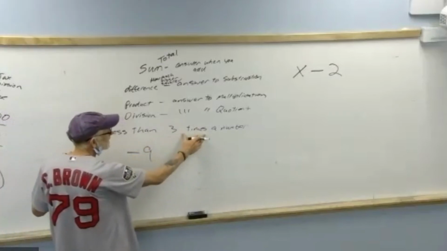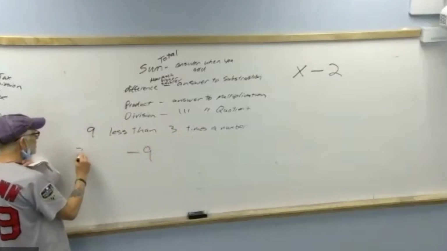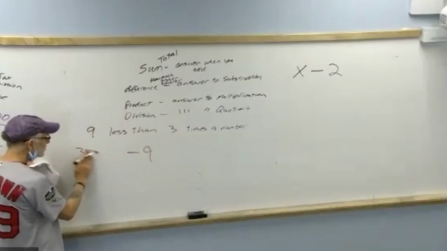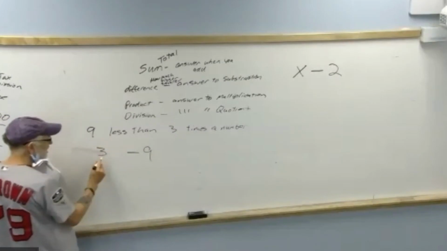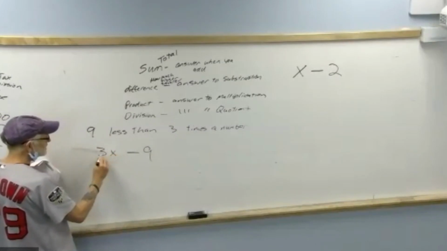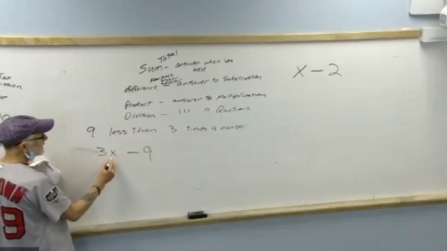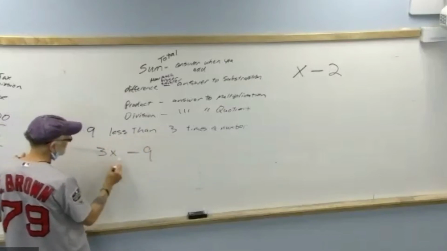And this is what goes in front. And 3 times a number is just written as 3x. This thing's called a coefficient, and this is called the variable. 3 times a number, 3x. So the answer is 3x minus 9, which is 9 less than 3 times a number.